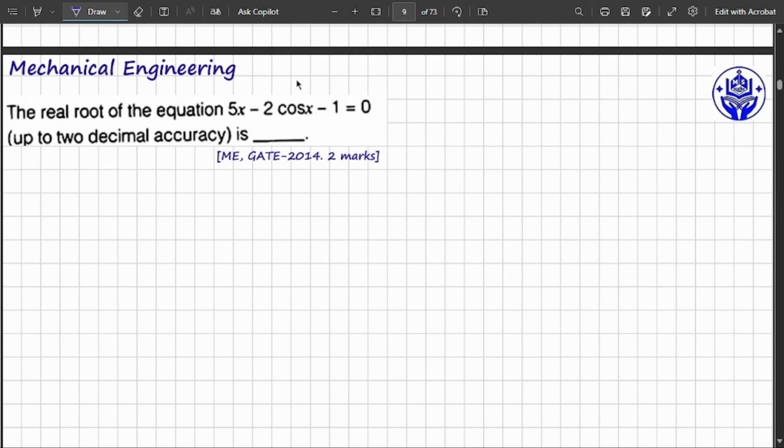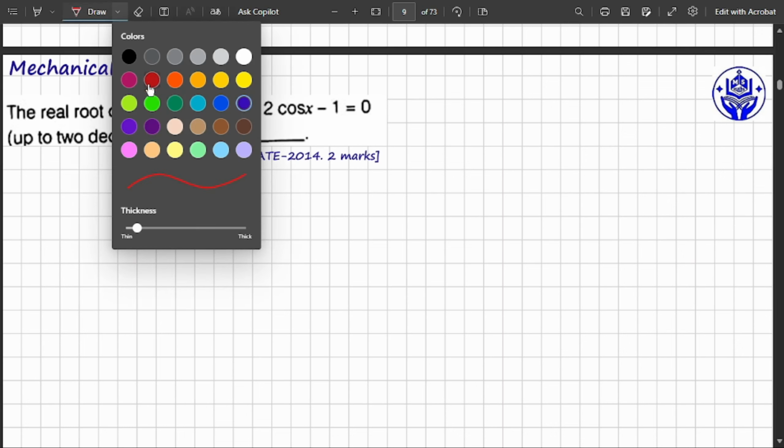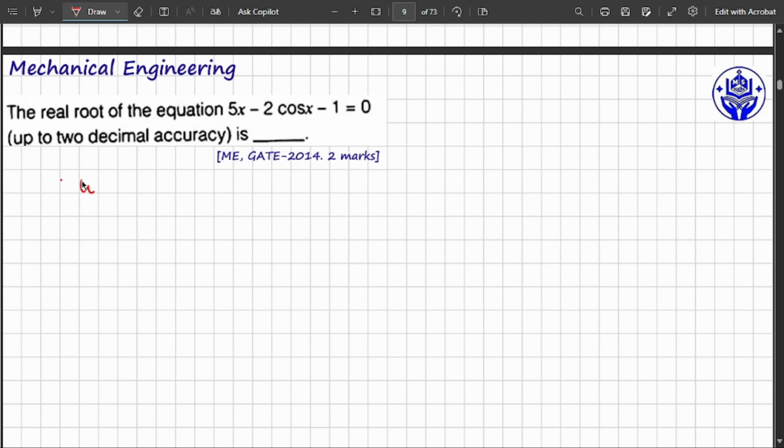Okay, next we have the real root of the equation 5x minus 2 cos x minus 1. So what is the real root? We can calculate it using any kind of numerical method. I'm using the Newton-Raphson method here, which we have already used.